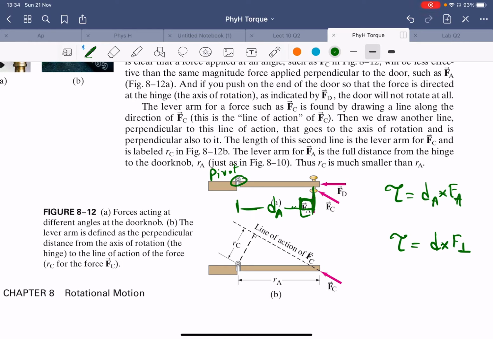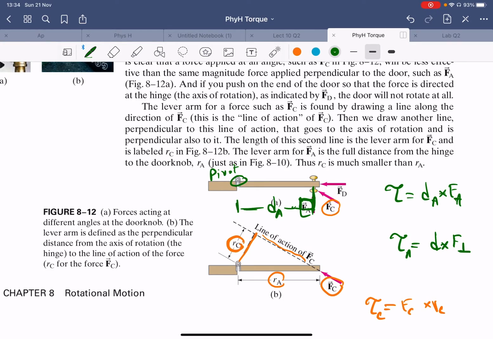So what if we would like to use FC instead? Yeah, you can use FC if you want, but then you won't be able to use this dA or RA. You will have to change to this RC. So you need to know the value here, which is going to be perpendicular to the line of action force of FC. So in this case, it will be torque equals FC times RC. So this is torque C. This is torque A, right?